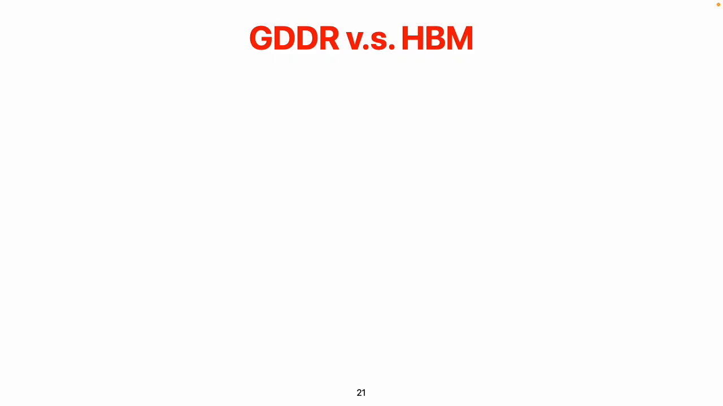All right, what do you guys think? GDDR versus HBM. Which side are you going to use, and under what situation? Any ideas? Okay, why? Because HBM is expensive. What others? There's a thermal issue with the die stacking.